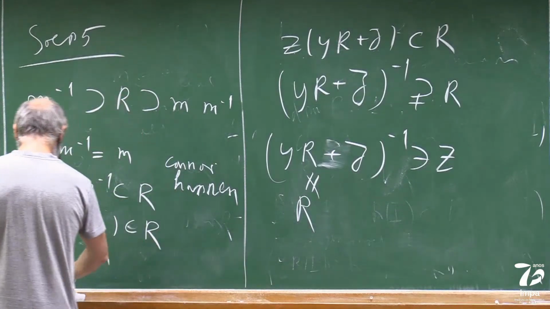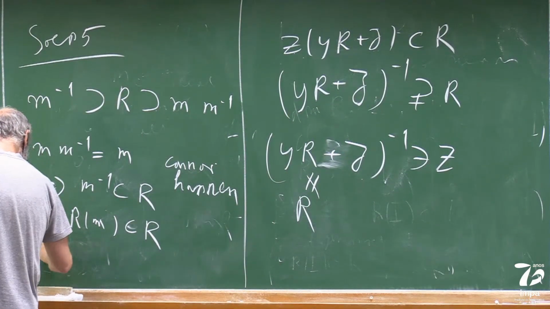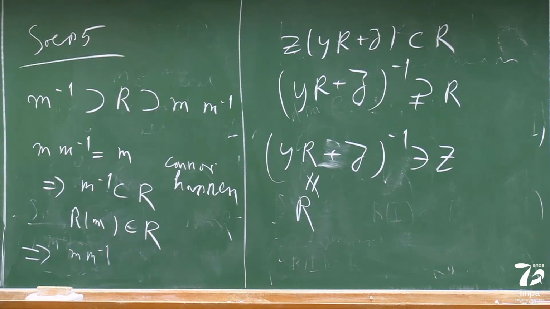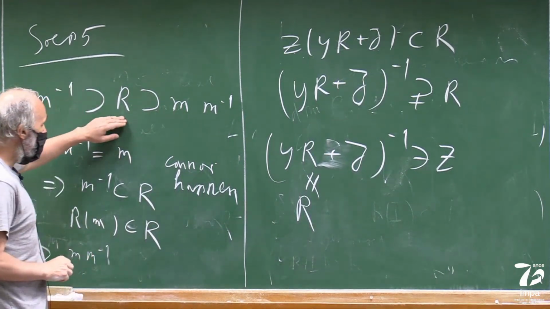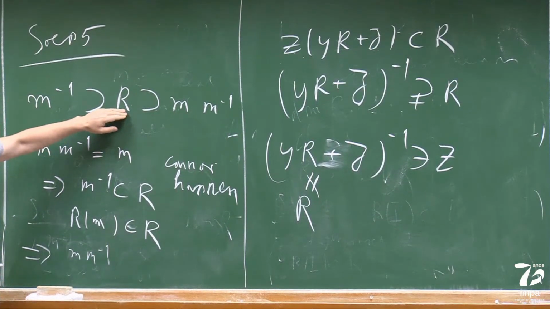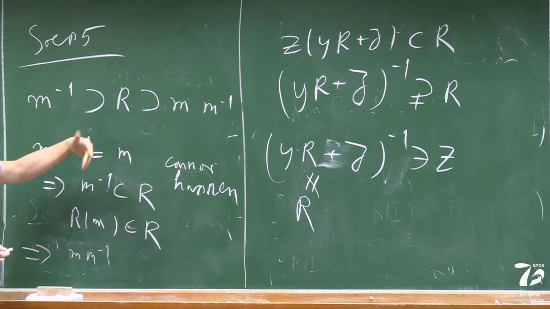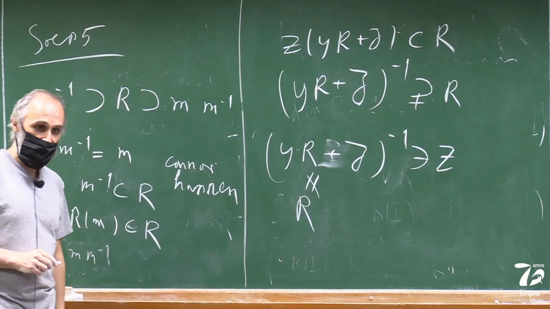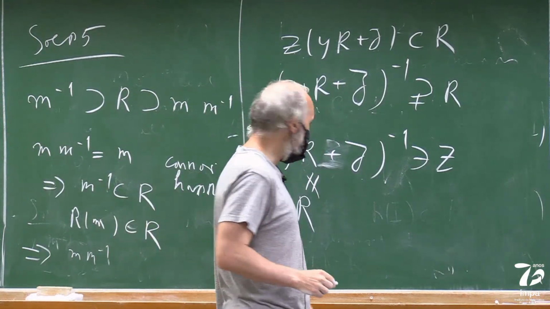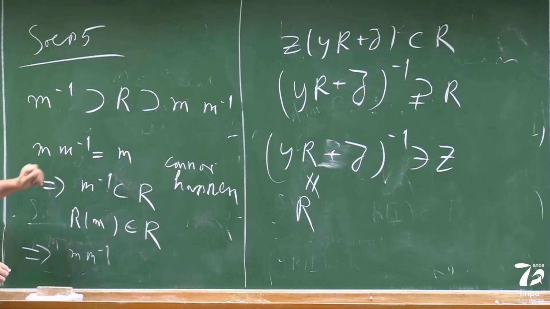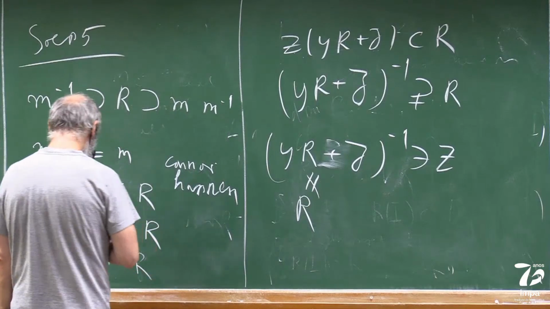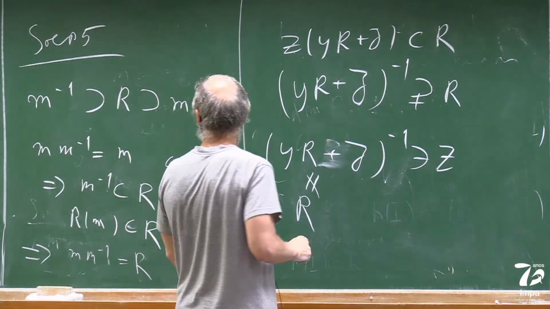And since this can't happen, this implies that m inverse, this is an ideal in R, or R itself. One of two things. But it can't be an ideal because it's smaller than m. So it has to be R. It's strictly smaller than m by this. Then it is equal to R. Okay, this was step 5.